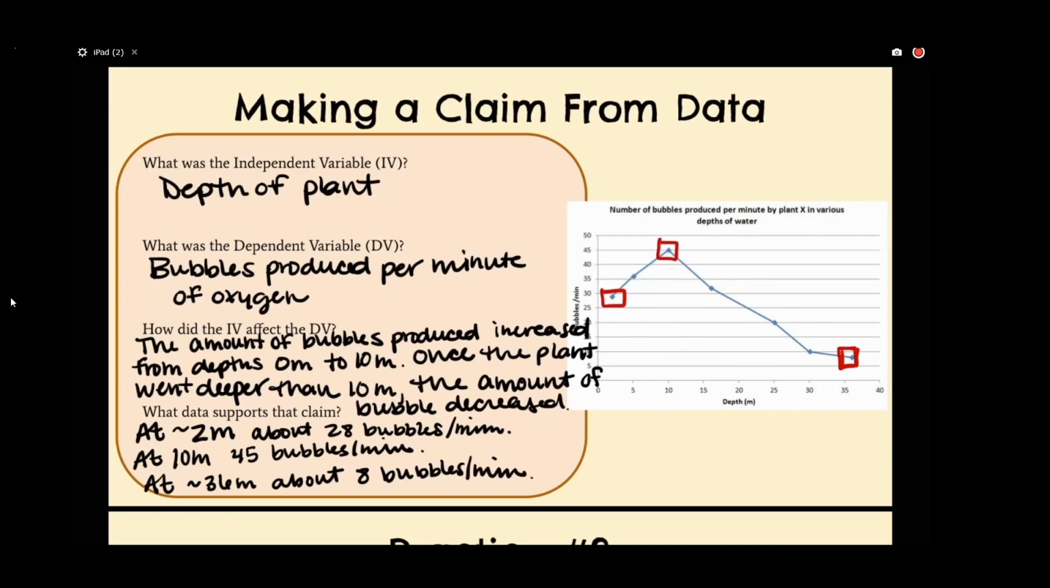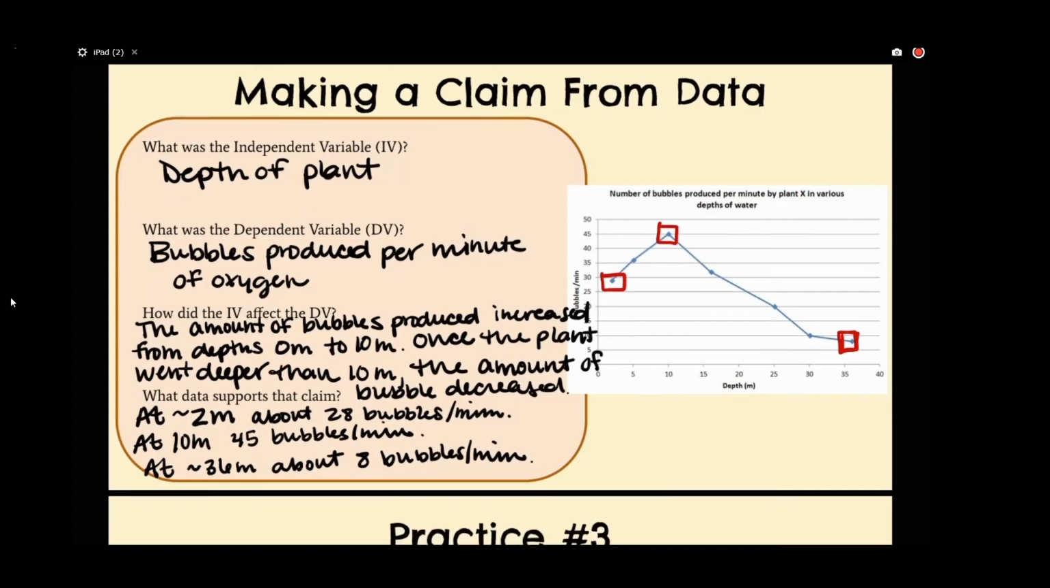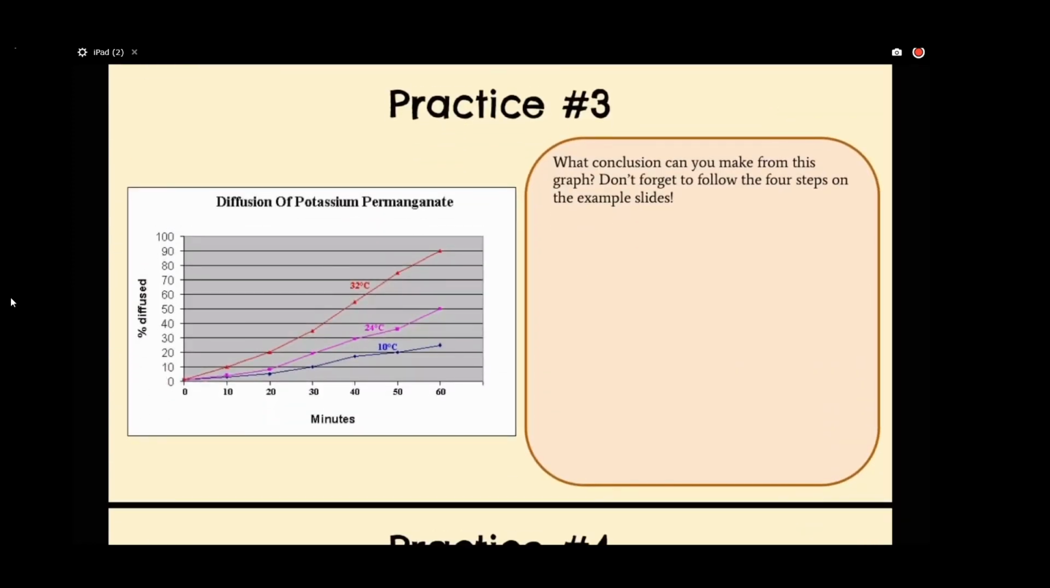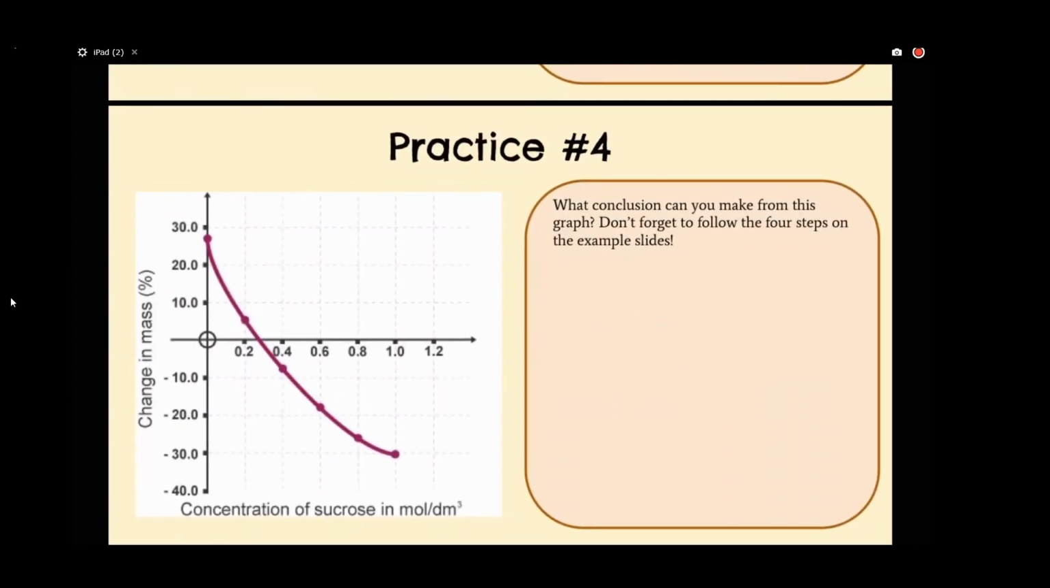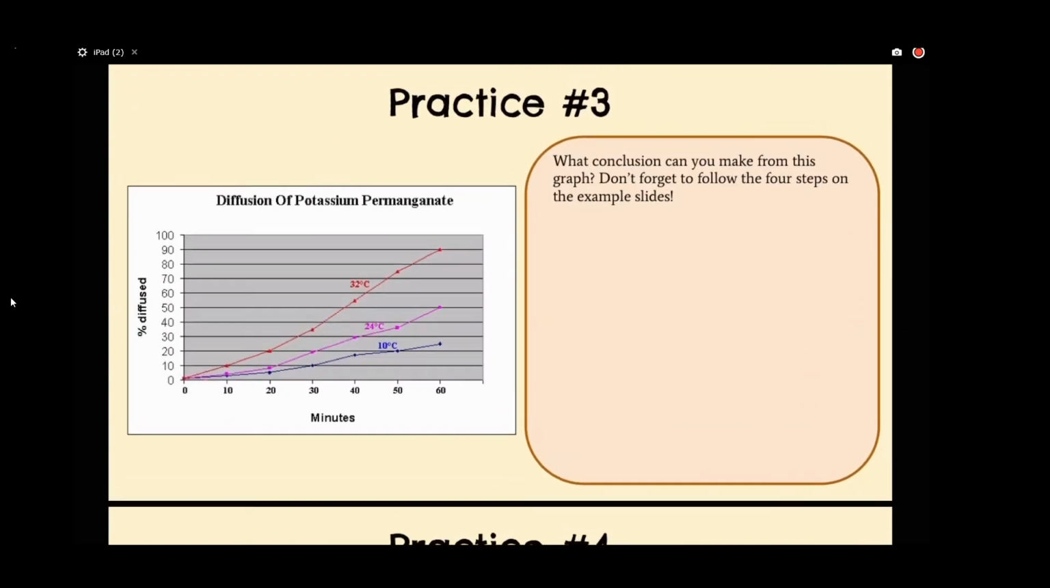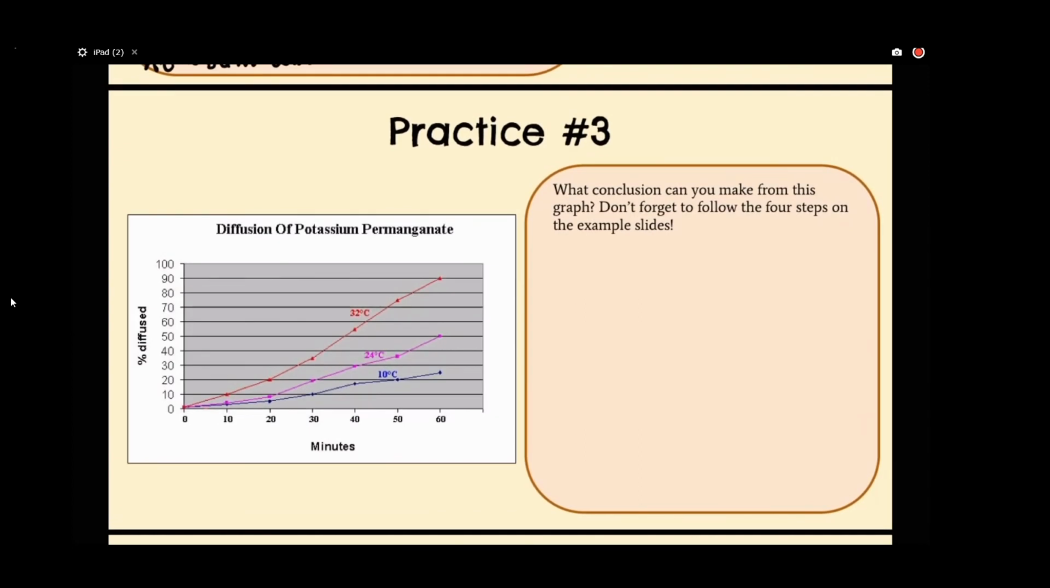And so again, that is supporting the claim that we made in part 3 right here, that the amount of bubbles increased as you got to 10 meters, and then once you go past 10 meters, it decreased the amount of bubbles produced. So go ahead and try practice problem number 3. This is super related to what we've been doing in class lately. And number 4, this one again is related to what we've been doing in class lately. Both of these are diffusion practice problems. And then your teacher should go over the answers to these with you guys. All right, good luck. Please contact your teacher if you have any questions.